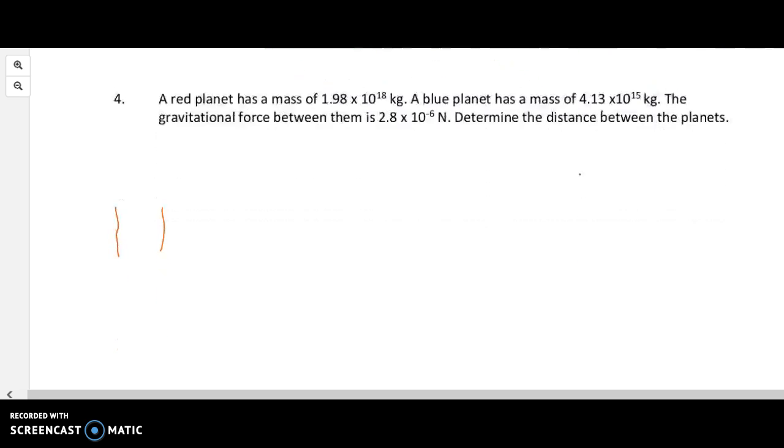What do you got? What is this thing right here? Kilograms. Kilograms represents mass. So I'm going to make this mass 1. All right, and then over here we have another mass. So I'm going to make this one mass 2.